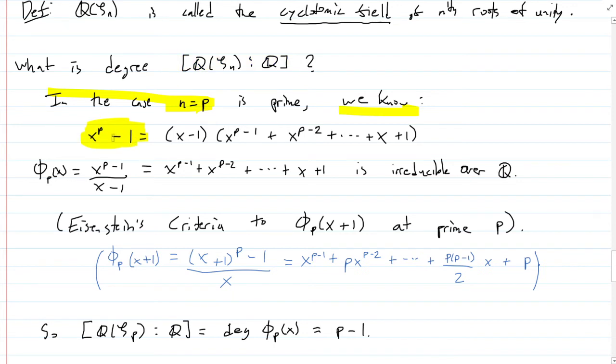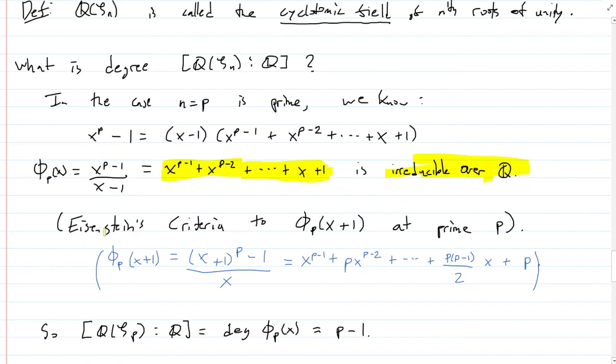We have x to the p minus 1. It factors as x minus 1 times this polynomial. x minus 1 is a factor because 1 is a root of this polynomial, and we do long division to get this factor. The pth cyclotomic polynomial is x to the p minus 1 divided by x minus 1. It's this polynomial, x to the p minus 1 plus x to the p minus 2 plus dot dot dot plus x plus 1. And this is irreducible over Q.